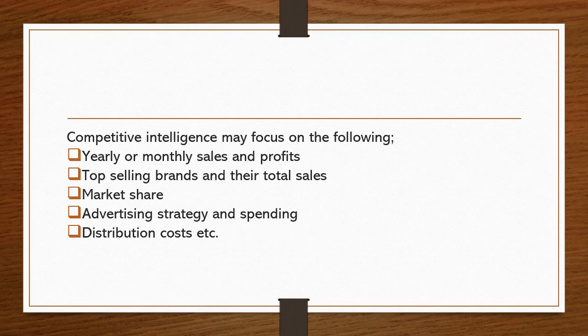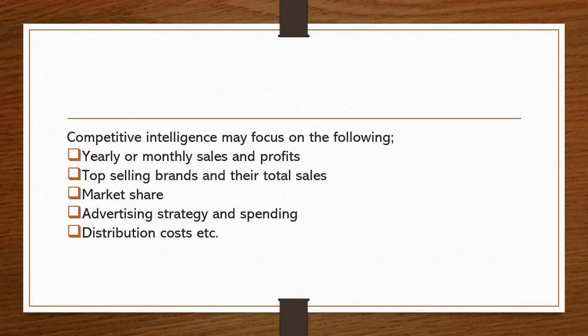So companies may need to know the top selling brands of their competitors, and then the total sales generated from those brands. So we also have market share. So market share is like the amount of customers that a given company serves. So a competing company may wish to know how many customers are attracted to a certain company or product of a given competing company. Then we also have advertising strategy and spending.